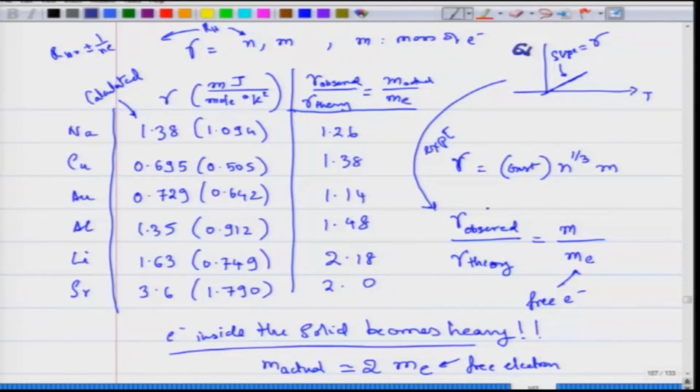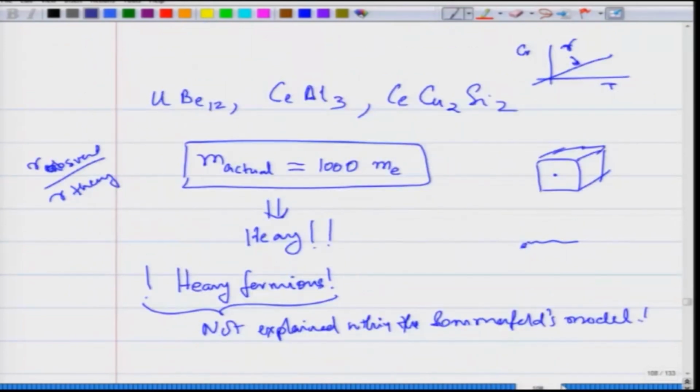So, by taking the ratio of the theoretical value of gamma and the experimental value of gamma, you get this measure. What they found is that for a lot of simple metals it is of the order of 1, namely the mass of the electron is equal to the mass of the free electron, but there are materials where the mass can start becoming larger. In fact, there are heavy fermion materials in which the actual mass of the electron can be 1000 times the mass of the free electron.